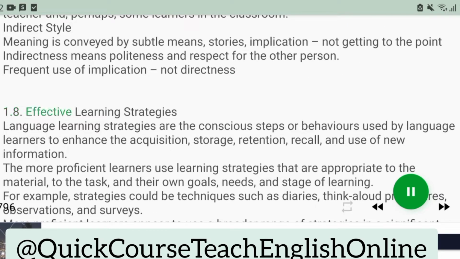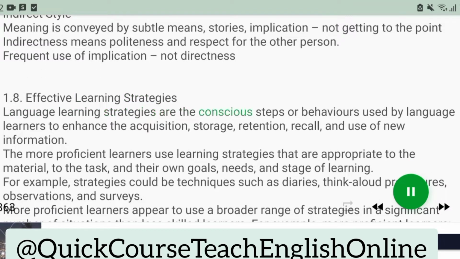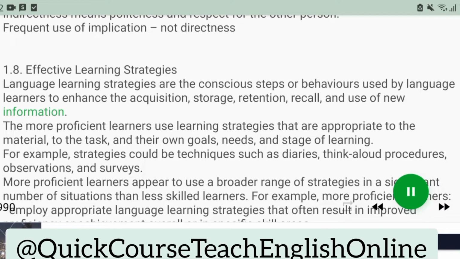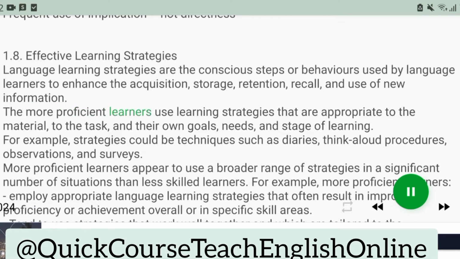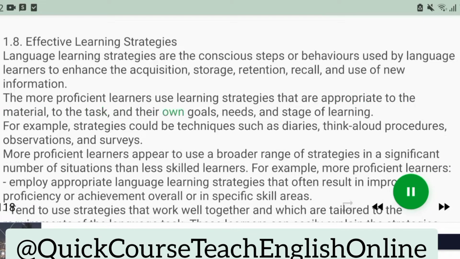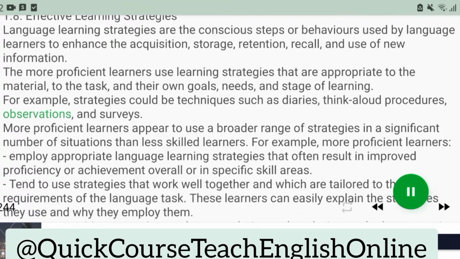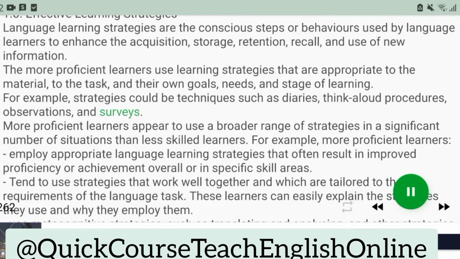1.8. Effective learning strategies. Language learning strategies are the conscious steps or behaviors used by language learners to enhance the acquisition, storage, retention, recall, and use of new information. The more proficient learners use learning strategies that are appropriate to the material, to the task, and their own goals, needs, and stage of learning. For example, strategies could be techniques such as diaries, think aloud procedures, observations, and surveys.